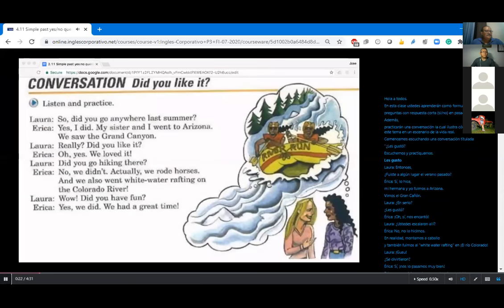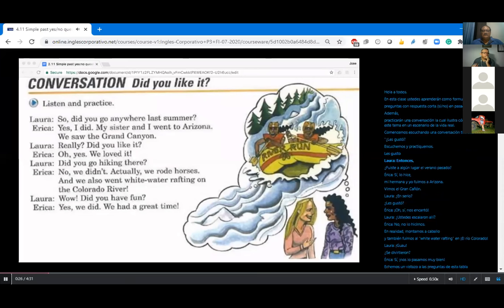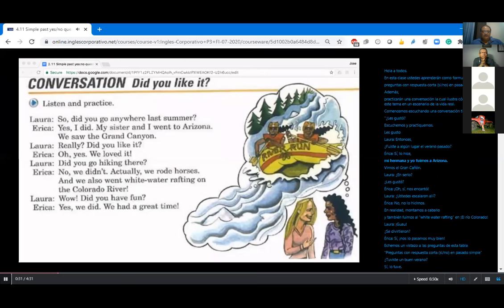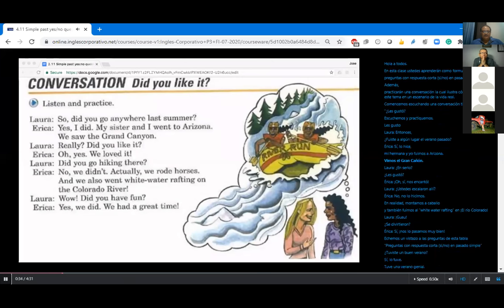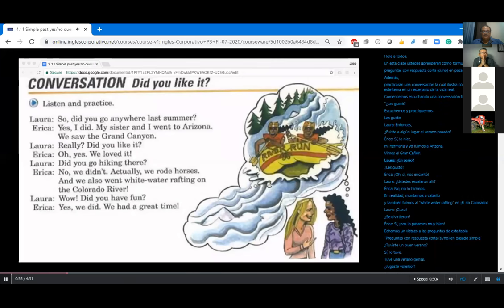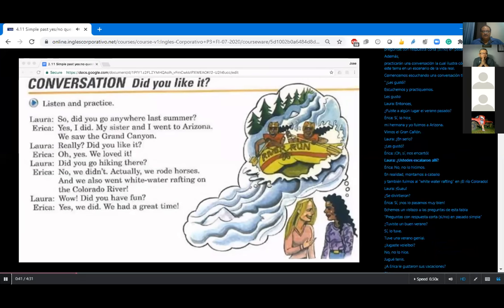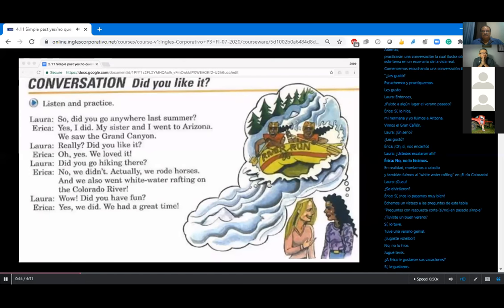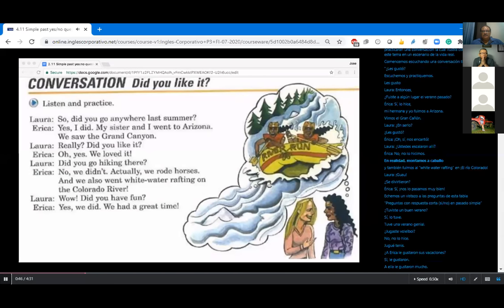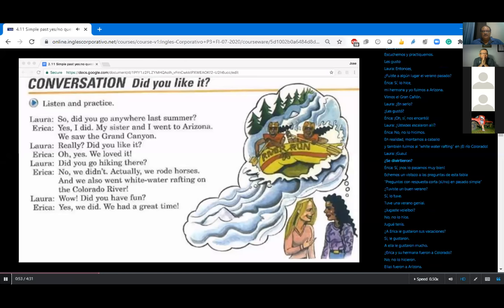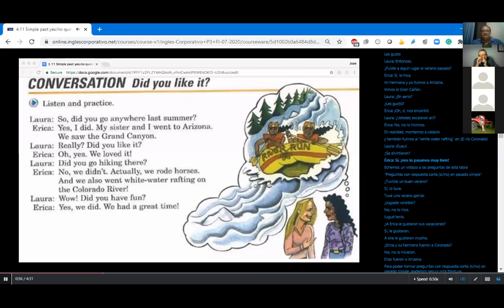Did you like it? So, did you go anywhere last summer? Yes, I did. My sister and I went to Arizona. We saw the Grand Canyon. Really? Did you like it? Oh, yes. We loved it. Did you go hiking there? No, we didn't. Actually, we rode horses. And we also went whitewater rafting on the Colorado River. Wow! Did you have fun? Yes, we did. We had a great time.